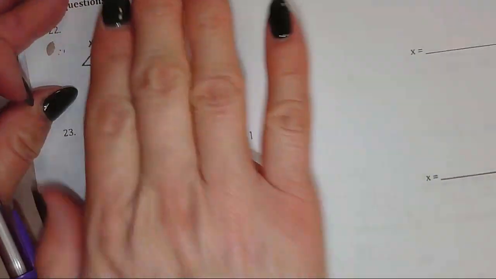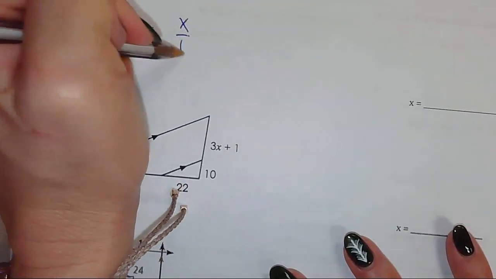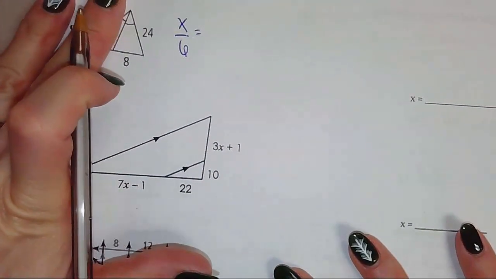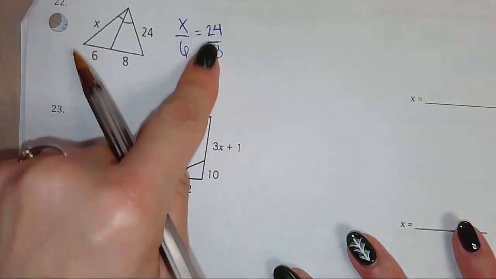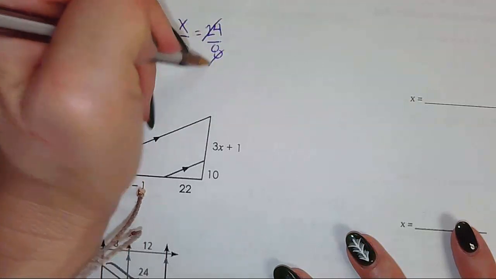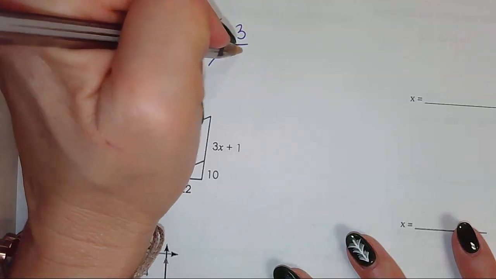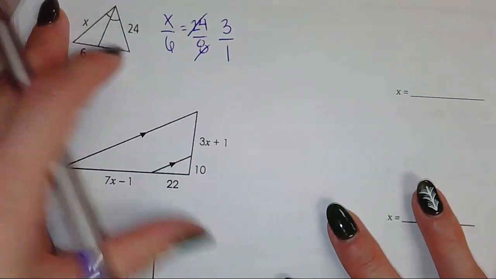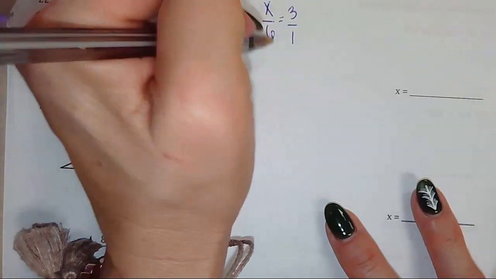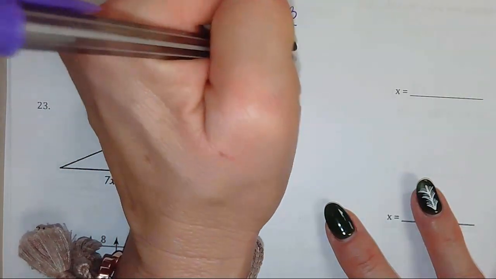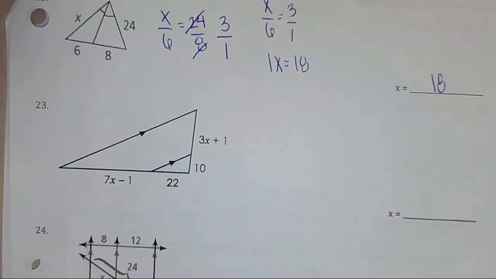Okay, so right here, I'm just going to look at this triangle. I'm going to do x over 6 equals, and then this triangle, 24 over 8. I just want to reduce this because I'd rather not multiply huge numbers. They both go into 8. 24 goes in 3 times, 8 goes into itself once. So I'm left with x over 6 equals 3 over 1. That's 1x equals 18, or simply x equals 18.